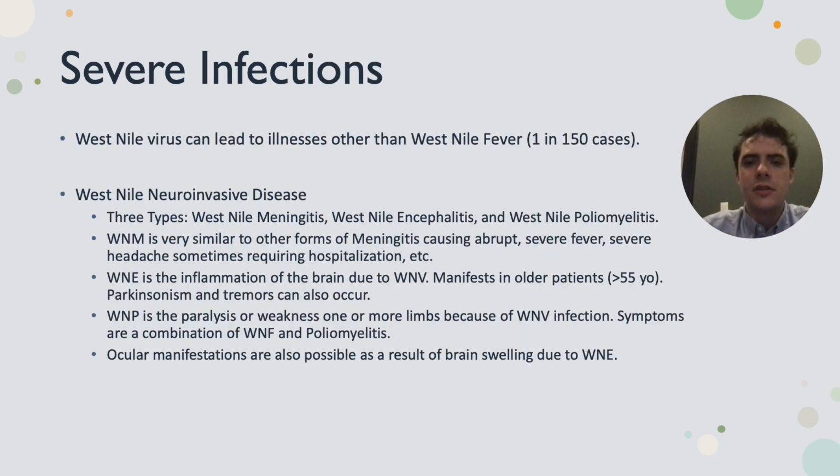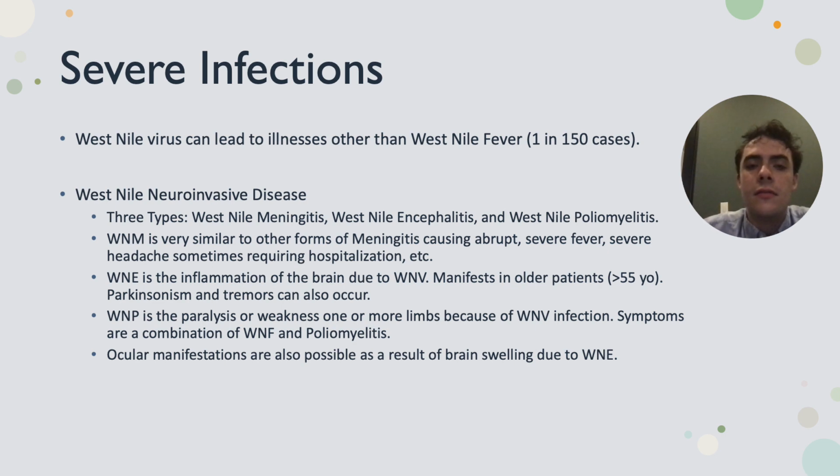So as I had just mentioned, there are other diseases that can occur as a result of being infected with West Nile virus. These diseases are typically neuroinvasive diseases, and there are three that I think we should talk about. The first is West Nile meningitis. This is going to be very similar to other forms of meningitis, causing abrupt and severe fever and severe headache. Sometimes this requires hospitalization. Now, this does not necessarily mean that a patient has meningitis, but the symptoms are very similar and some of the same treatments can be applied.